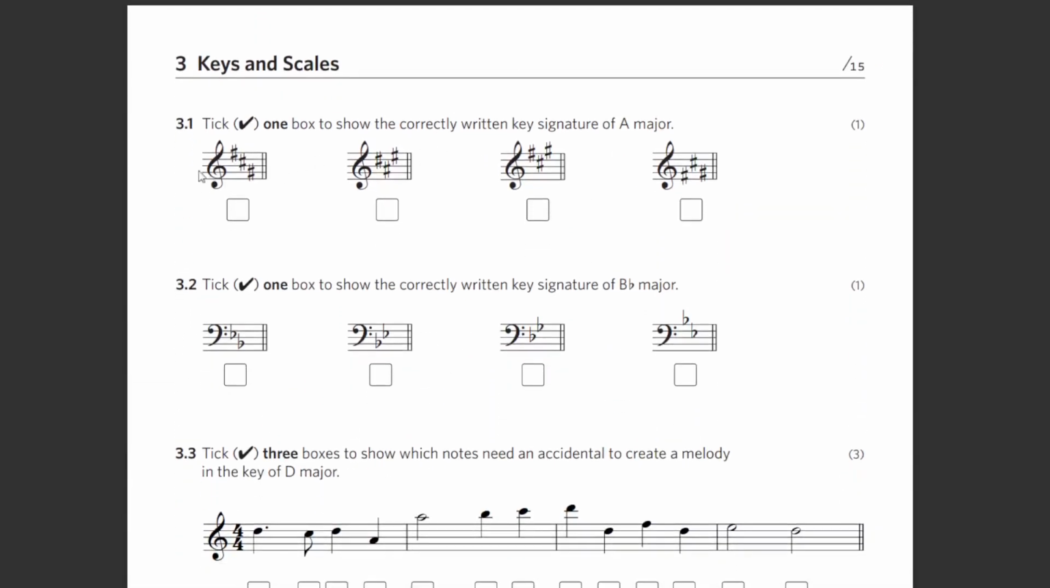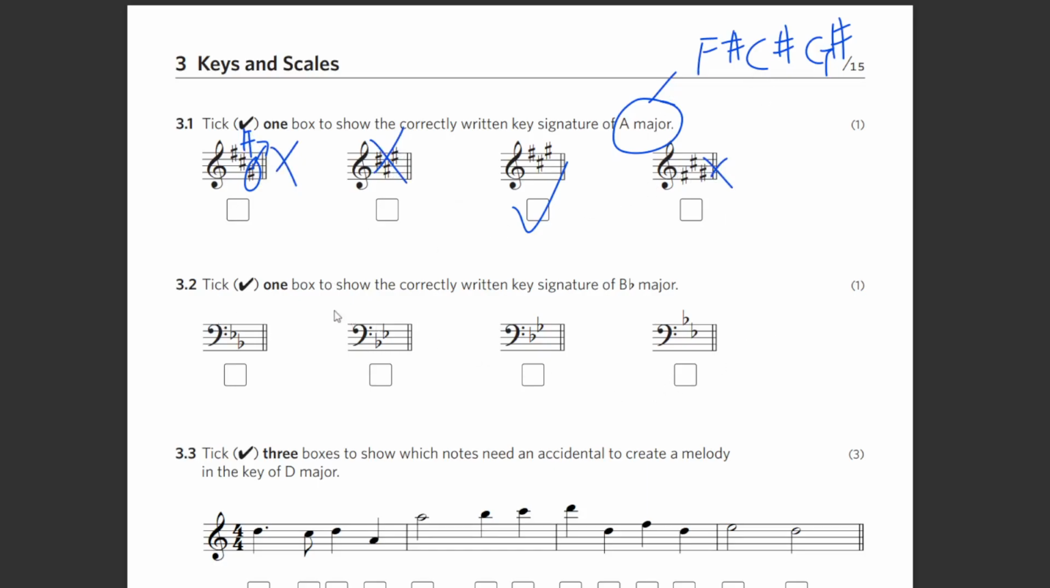Okay. Let's move on to 3.1. Tick one box to show the correctly written key signature of A major. A major has 3 sharps: F sharp, C sharp, and G sharp. The F sharp must be here, the C sharp must be here, and the G sharp must be here. So this is the correct answer. This one is F sharp, C sharp, G sharp, but this G sharp shouldn't be here, it should be here. So this is wrong. The rest are not F, C, and G sharp.